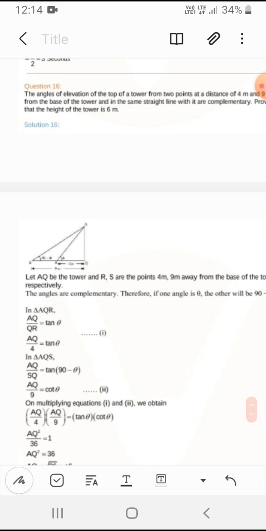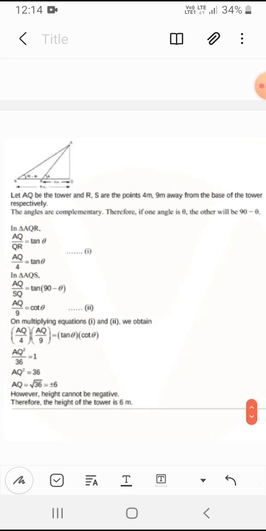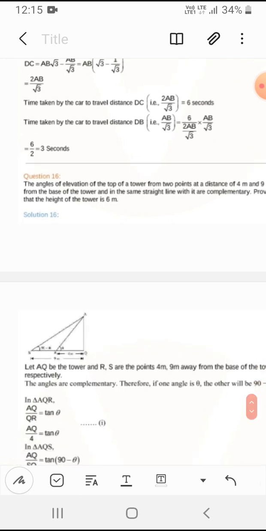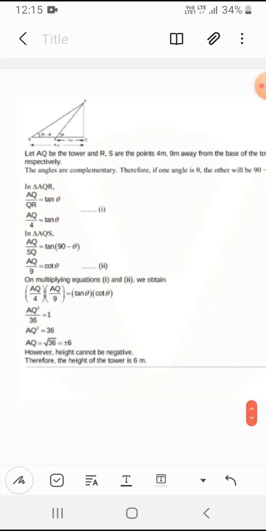So let's take tan theta is equal to AQ by 4, they have given 4 first, and next AQ by 9 is equal to cot theta, that is, 90 minus theta is equal to cot theta only. So when we take the whole square, we get AQ squared by 36 is equal to 1, and AQ is equal to root of 36, which is 6, plus or minus 6. So finally the answer for this question is 6, and 6 is the answer we have to prove, and that is the correct answer. Therefore the height of the tower is 6 meter.